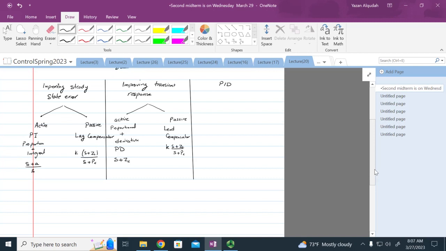Now, if I look at this lag compensator and lead compensator, they look like they're the same, aren't they? What is the difference between them? It is where I choose the location of the pole and the location of the zero. If I choose ZC over PC to be much, much larger than 1, then it will be a lag compensator. If I choose ZC over PC to be less than 1, it's going to be a lead compensator. And then we're going to look at the PID compensator, which is going to be the PI plus the PD.